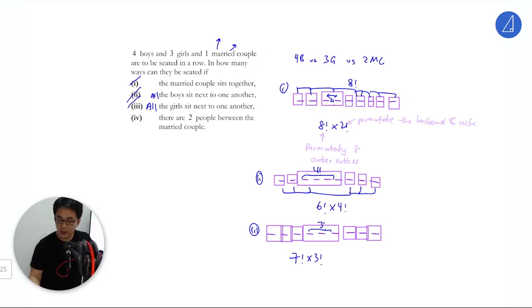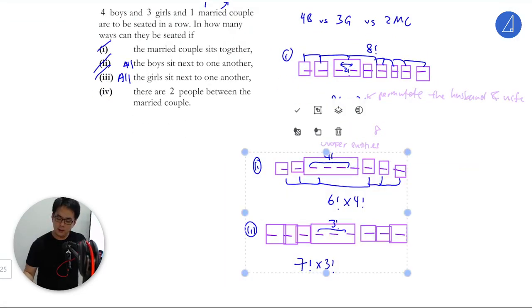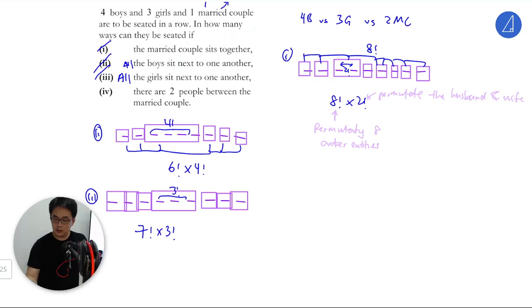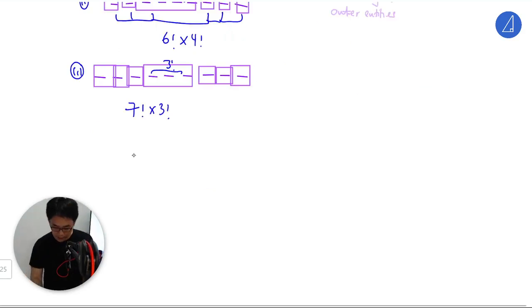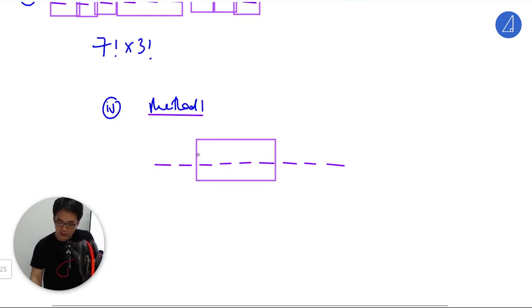Part 4 is very real. Choosing 2 lampposts to sit between the married couple. Okay, part 4 there are 2 methods. Method 1. So you have 9 people. 1, 2, 3, 4, 5, 6, 7, 8, 9. Then you have the husband and wife here.